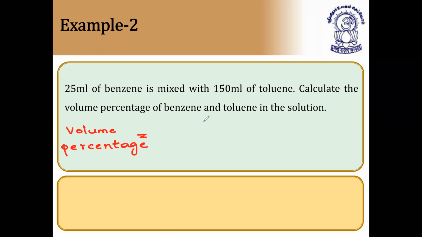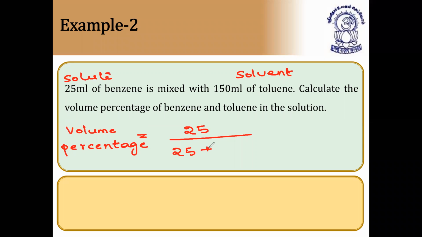So volume percentage is equal to volume of the solute, that is 25 ml, because benzene is the smaller quantity and toluene is 150 ml. So benzene becomes solute and toluene becomes solvent because of excess quantity. So 25 ml by 25 plus 150, that is the total volume of solution, into 100. So straight away if you substitute this, you'll get the answer. I hope it is clear now. So 25 plus 150 is 175. 25 by 175 into 100.